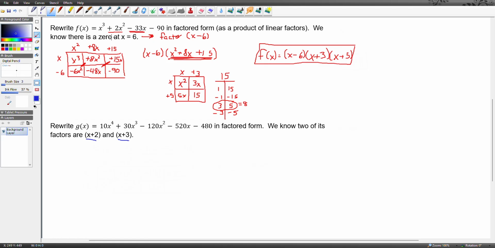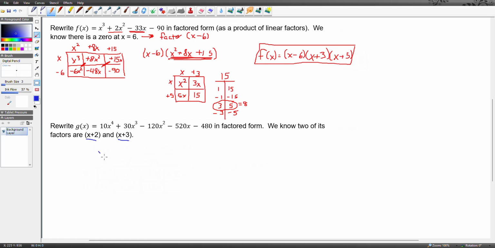So in this first problem, we didn't have a GCF because there wasn't anything that I could take out of 1x cubed, 2x squared, negative 33x, and negative 90. Because this was only 1x cubed, the only thing that goes into it is a 1 or an x. If I divide by 1, it doesn't do anything. And if I divide it by x, well, I couldn't take x out of this 90, so there was no GCF to pull out of that one. But in this one, every one of these can be divided by 10. So I'm going to do that.